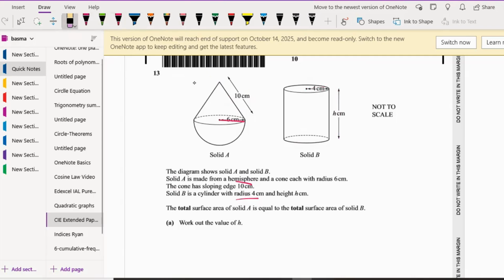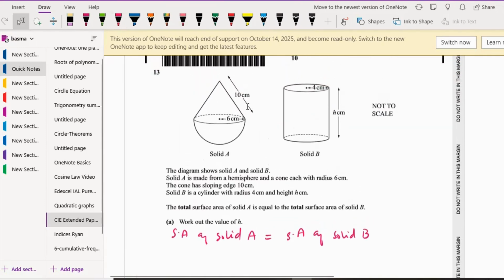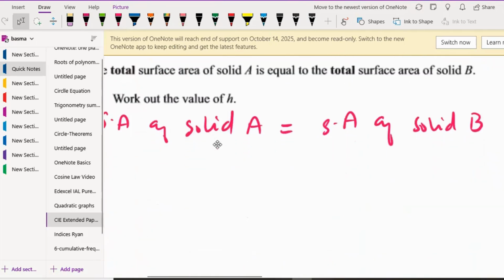Okay, what do we have to find out? The total surface area of solid A is equal to the total surface area of the solid B. Okay, surface area, solid A surface area. Okay, surface area of solid A is equal to surface area of solid B, right? Surface area of solid A, solid A is the surface area of the half hemisphere plus the surface area of the cone.